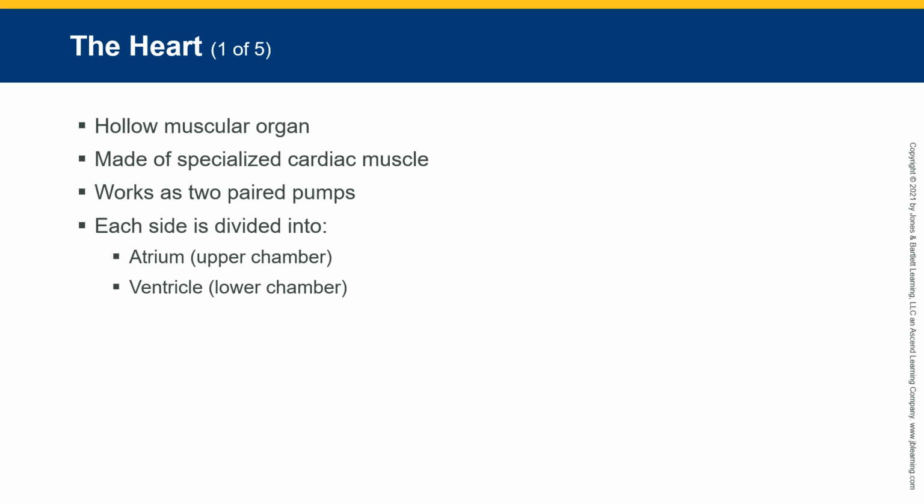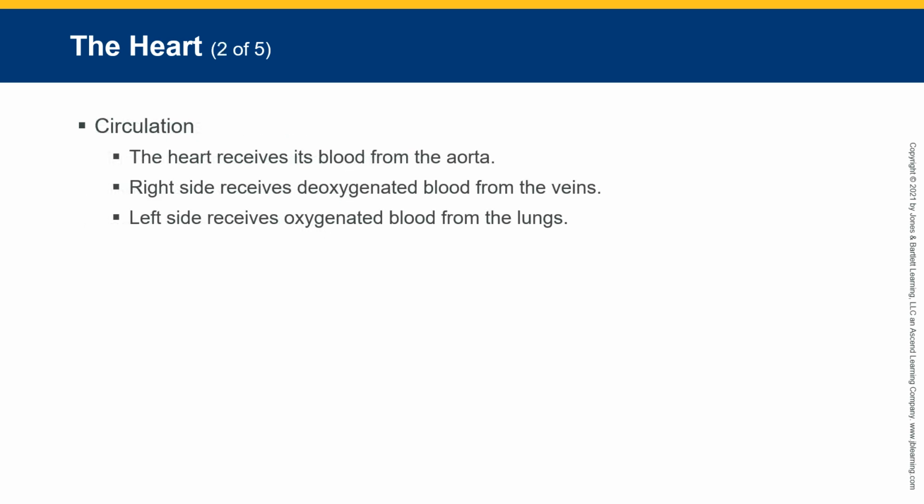It is a hollow muscular organ made up of specialized cardiac muscle that works as 2 paired pumps. The atria are your upper chambers, and the ventricles are your lower chambers. No, this is not Harry Potter. Circulation: the right side receives deoxygenated blood from the veins. The left side receives oxygenated blood from the lungs.